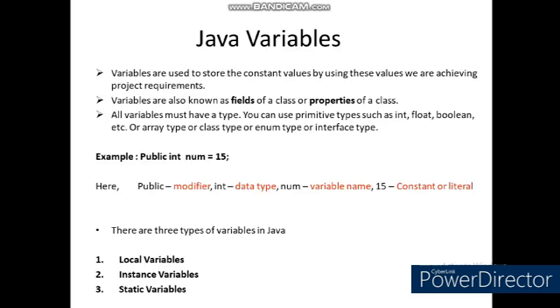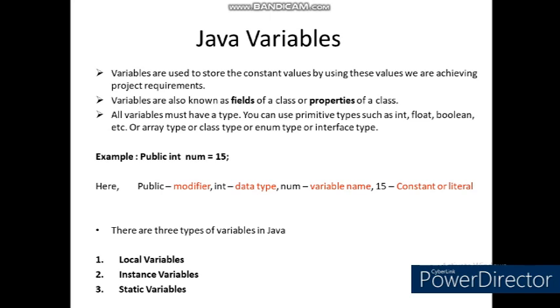So what do we mean by Java variables? Variables are used to store constant values. Using these values we achieve project requirements. Java allows us to create many variables. Variables are a type of container which holds a constant value that will be required during our project work. Variables are also known as fields of classes or the properties of classes.